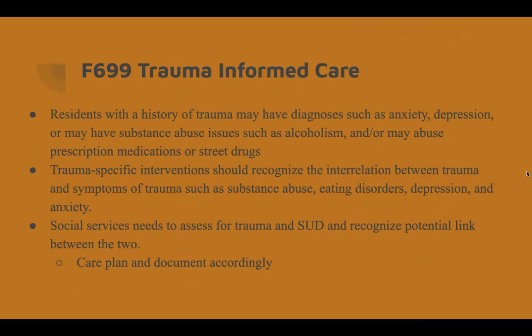F699, Trauma Informed Care, discusses that residents with a history of trauma may have diagnoses such as anxiety or depression, may have substance abuse issues such as alcoholism, and or may abuse prescription medications or street drugs. Trauma-specific interventions should recognize the interrelation between trauma and symptoms of trauma, such as substance abuse, eating disorders, depression, and anxiety. Social services needs to assess for trauma and substance use disorder and recognize the potential link between the two. Care plan and document accordingly.